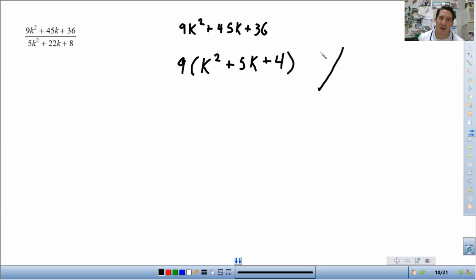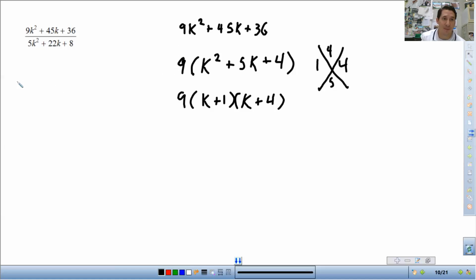And then if I do an x factor with what's left over, I have 4 on top, 5 on bottom. That's going to be 1 and 4. So this whole thing on top factors to k plus 1 times k plus 4. Again, don't forget the 9 on the outside. So the top is 9 times k plus 1 times k plus 4.